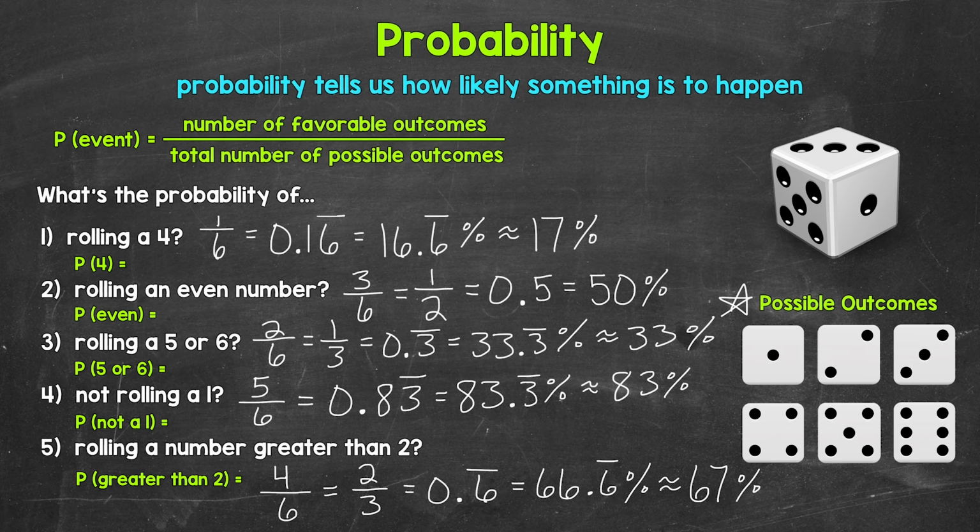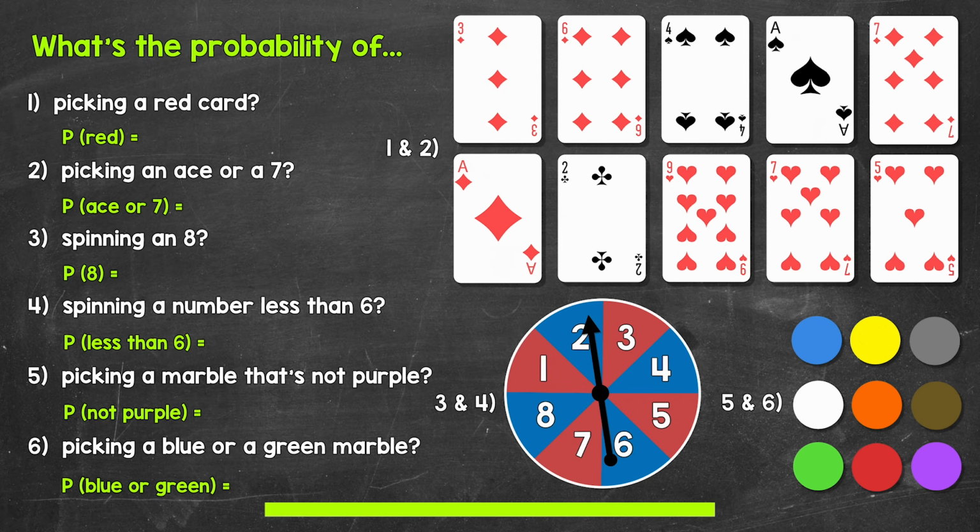So now that we've gone through some examples together, it's time for you to try some practice problems on your own. So have paper and a pencil ready. Here are your practice problems. Calculate the probability of these 6 events. Numbers 1 and 2 will use the cards. Numbers 3 and 4 will use the spinner. And numbers 5 and 6 will use the marbles. Write each probability as a fraction, decimal, and percent. I'll give you 5 minutes to work, and then we will go over the answers. Go ahead and start.